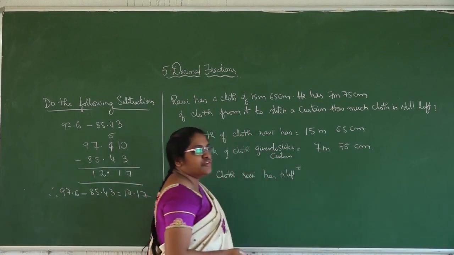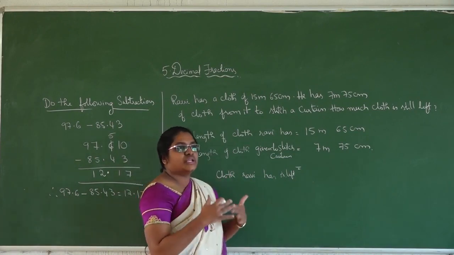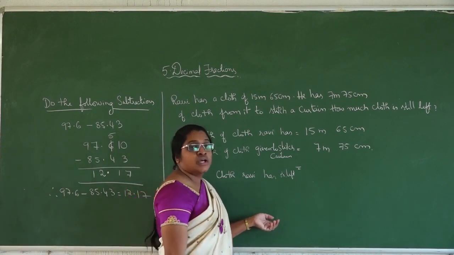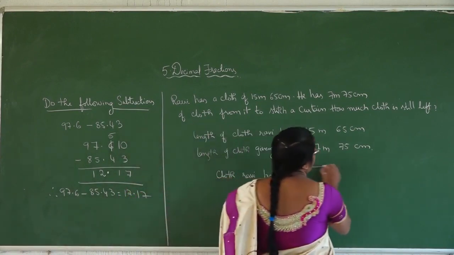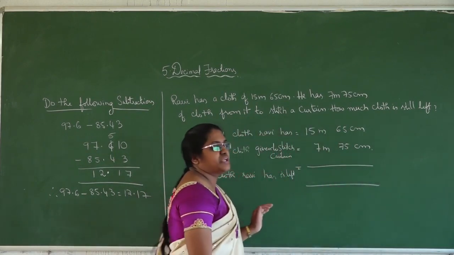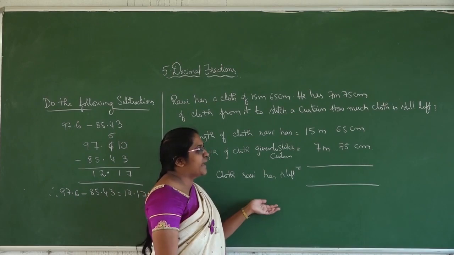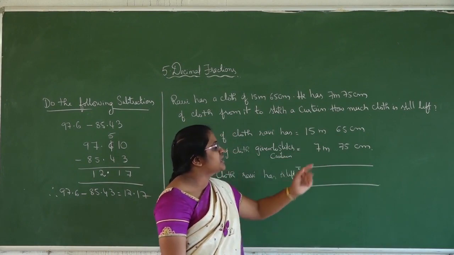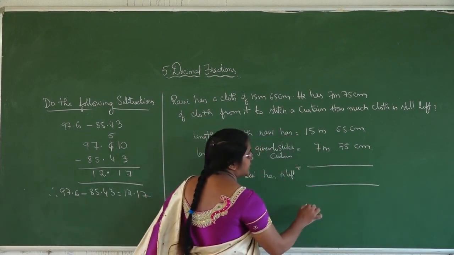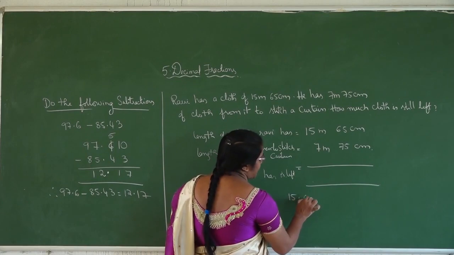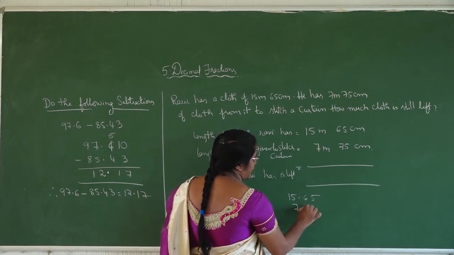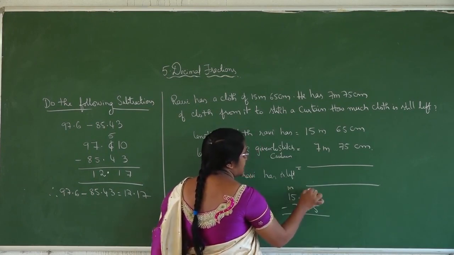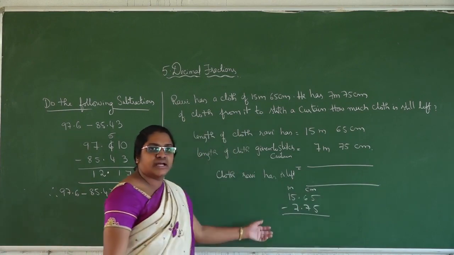See, if you have 15 meters and from that 7 meters is given, given means taken off. So the operation you have to use is subtraction. When you are subtracting meters and centimeters, you always have to check whether they are balanced or not. See, 15 meters 65 centimeters, 7 meters 75. You can do it in decimal type also. That is 15.65 minus 7.75. This is meters and this is centimeters. You can subtract it like that also.